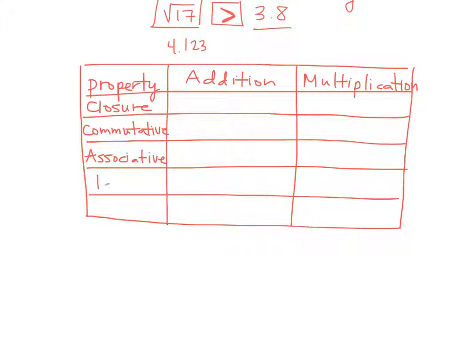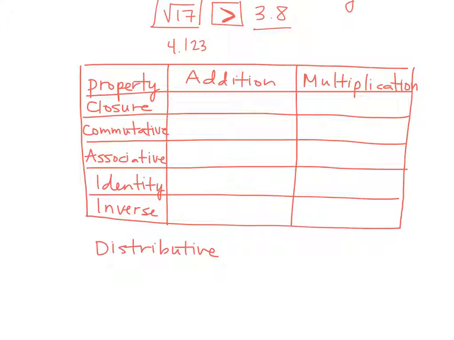There is identity, and there is inverse. And then there's also distributive, but that doesn't have both, so we're going to just put that down here. Okay, let me tell you about closure, because maybe you haven't seen it before.